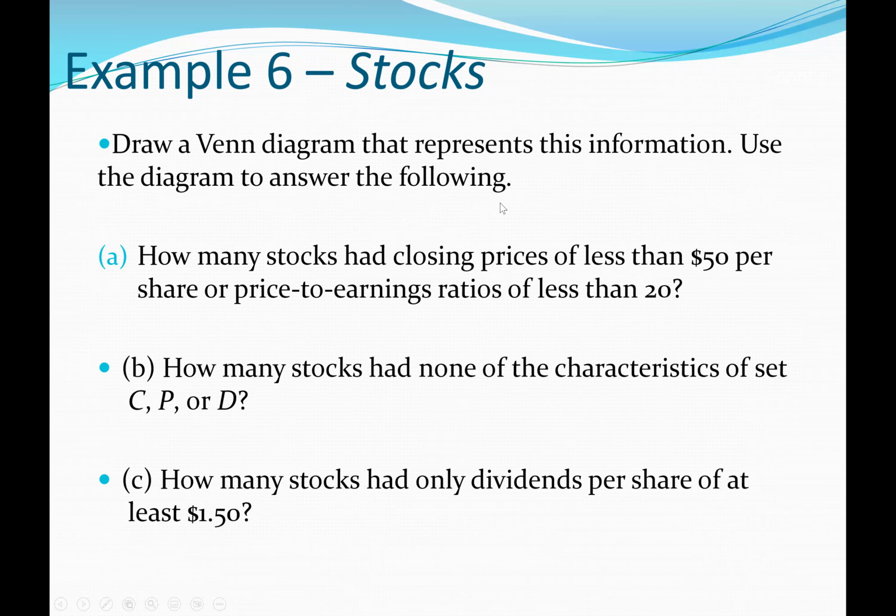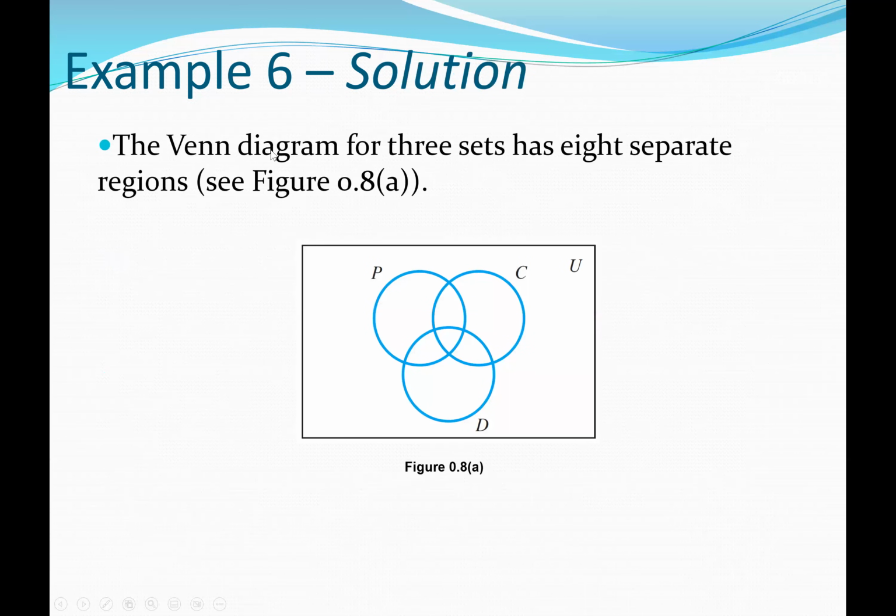Use the diagram to answer the following questions. How many stocks had closing prices of less than $50 per share or a price to earnings ratio of less than 20? Also, how many stocks had none of the characteristics of the sets? So this would be the complement of C, P, or D. Now, how many stocks had only a dividend per share of at least $1.50? So let's see the answer.